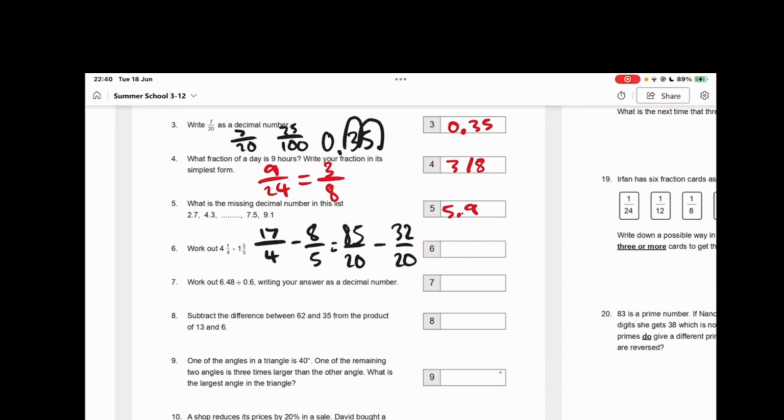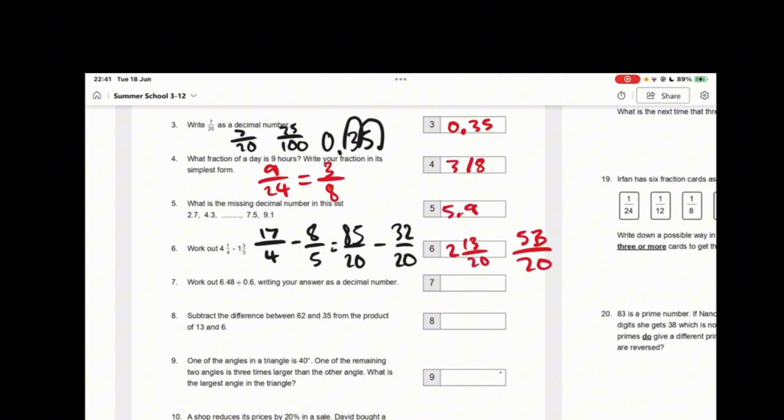So then we take the 53 and that will be our answer, but then we can also put it into a mixed fraction because that's how it was given to us. So that will be 2, because 2 times 20 is 40, and 13 over 20.